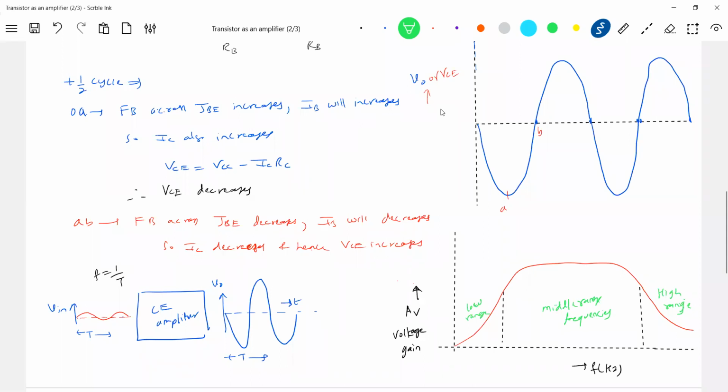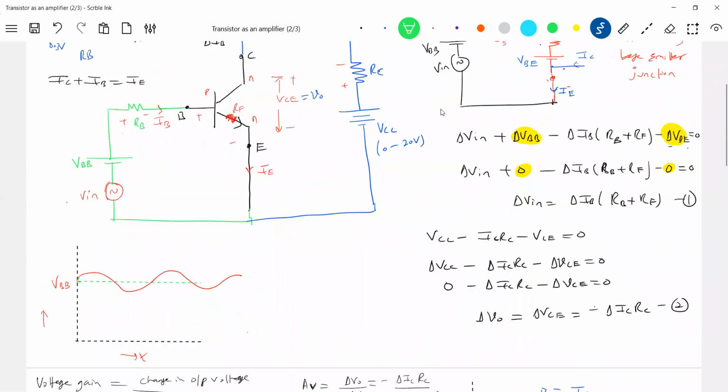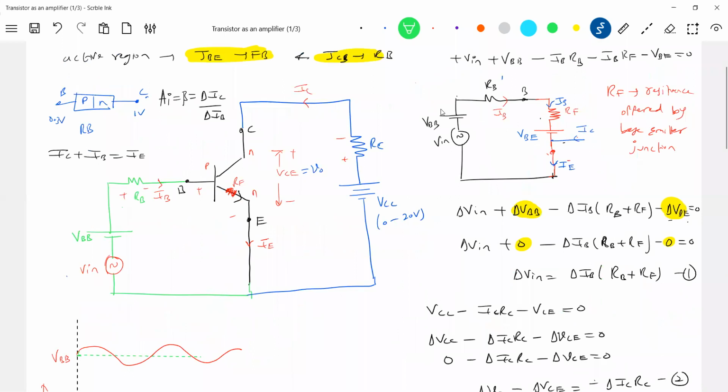Now, when I plot this circuit for different frequencies, I get this. Why is the gain very low for the low range? Again, you go back to the RLC circuit. Here there's no capacitor. In fact, I didn't introduce a capacitor here, to avoid confusing you, but a capacitor will be there. From where will that capacitor come? Along with that, the collector base emitter junction will act like a capacitor.